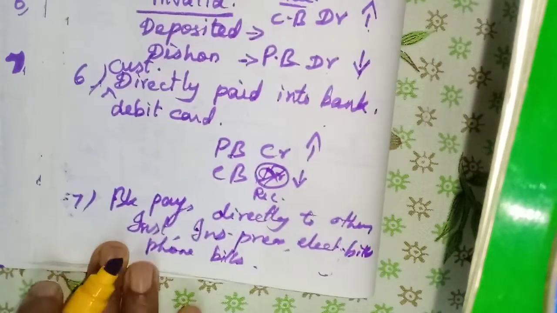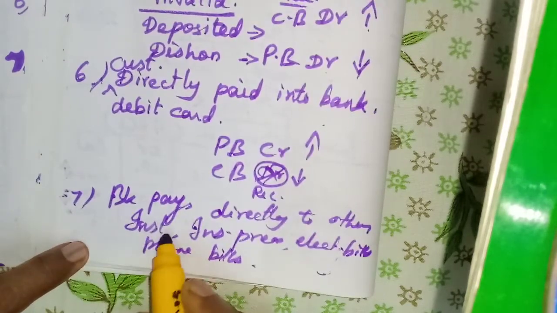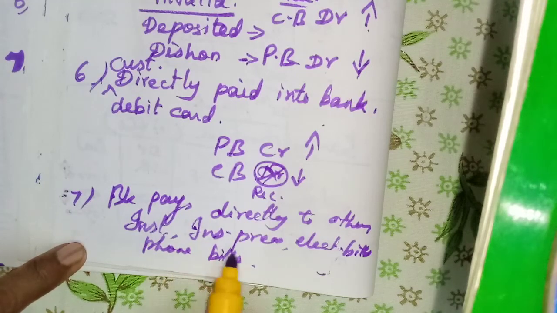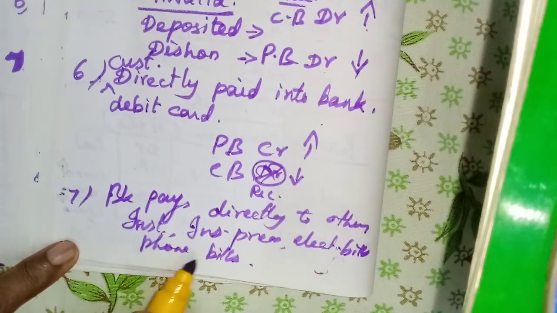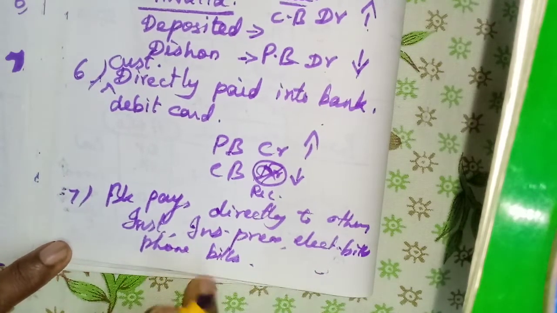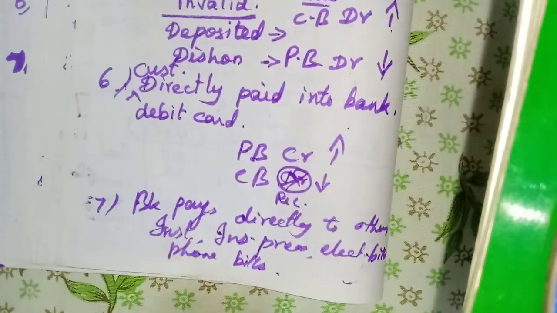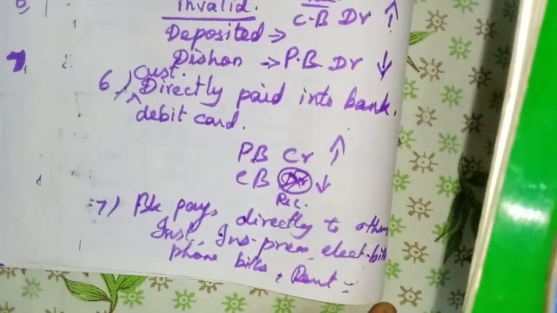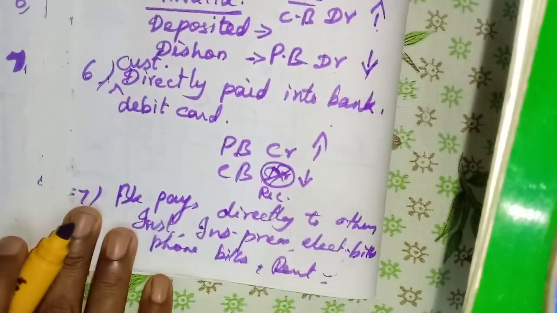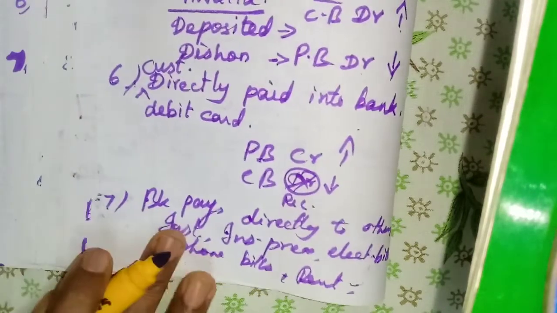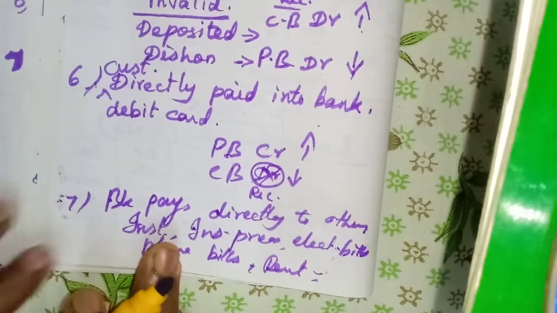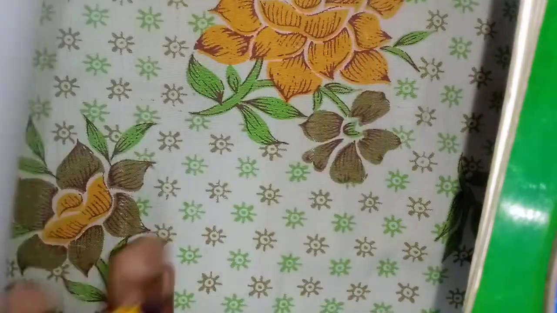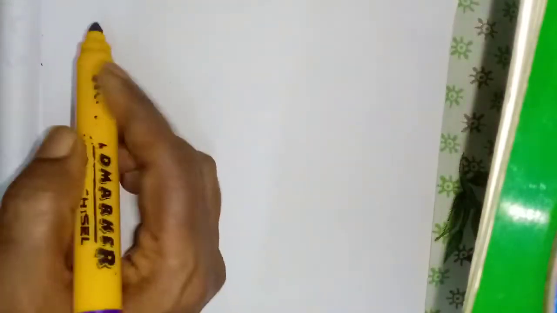Okay, installment of any loan if he has got. Installment of loan, or insurance premium, or electricity bill, phone bill, or any other bill, rent of the customer. Okay, rent, any expenses of the customers may be paid by the bank directly to them. So this one, the customer, the business may not know.